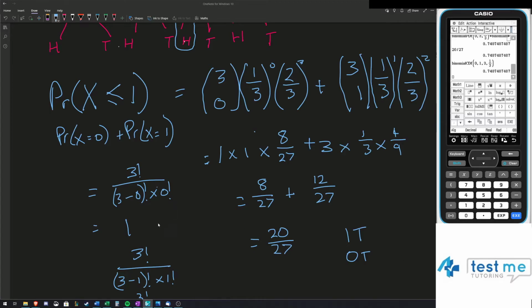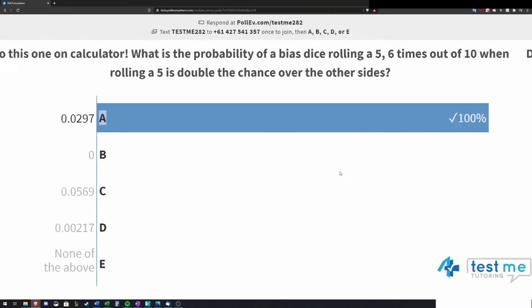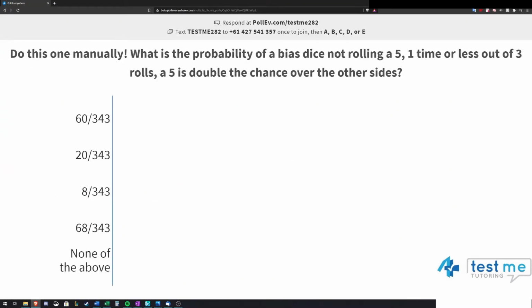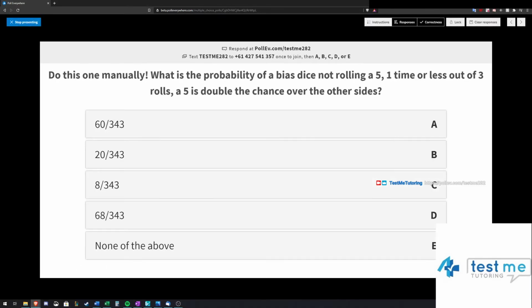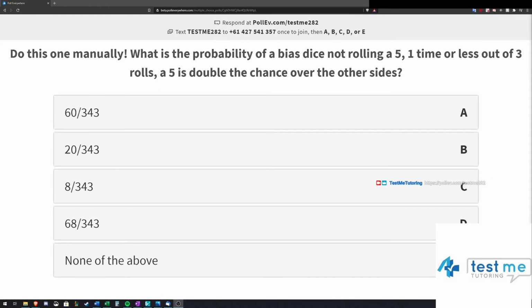Let's try one on Polev. Everyone, do this one manually. Okay? I'll post the link again for Polev. Give it a go. So, what's the probability of a biased dice not rolling a 5 one time or less out of 3 rolls? A 5 is double the chance over the other sides. Give it a go.